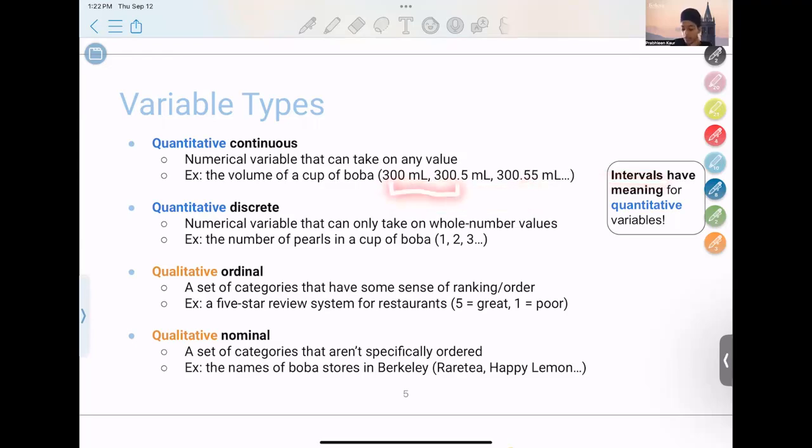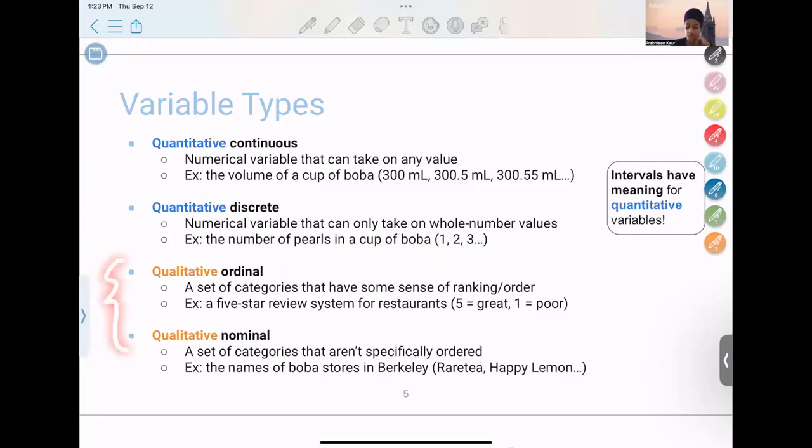It's different to be 0.5 milliliters different versus 0.05 milliliters. There's a difference there. Intervals have meaning for quantitative variables. So the example we looked at here, milliliters of your drink, your cup of boba, or the number of pearls in your cup of boba. Some sort of counting or measurement usually is what falls under quantitative. We won't be super specific about differentiating between continuous and discrete this semester, but you should be able to identify that this is quantitative.